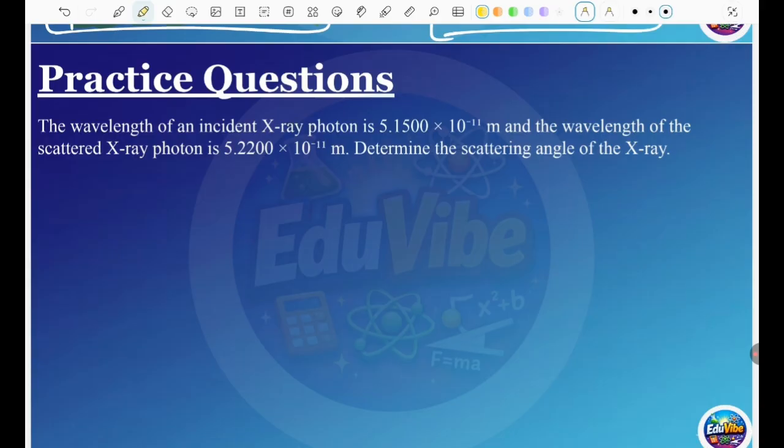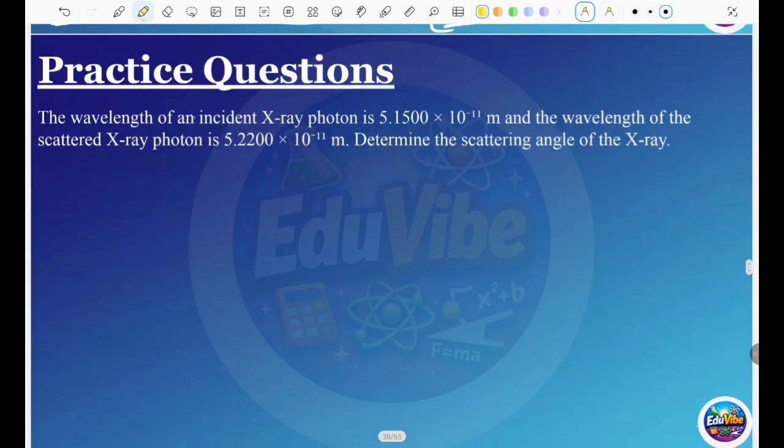The question says the wavelength of an incident X-ray photon is given to us, which is 5.150 times 10 minus 11 meters, and the wavelength of the scattered X-ray photon is 5.220 times 10 minus 11 meters. Determine the scattering angle of the X-ray. This is from the quantum effect, where we use the incident X-ray and the scattered X-ray. We have to find the scattering angle.